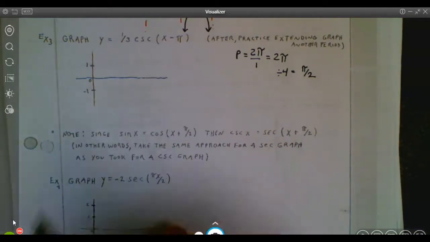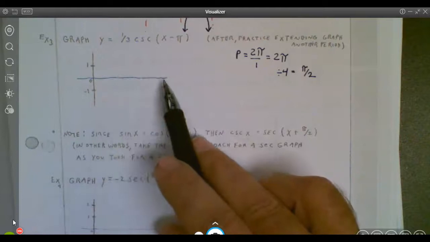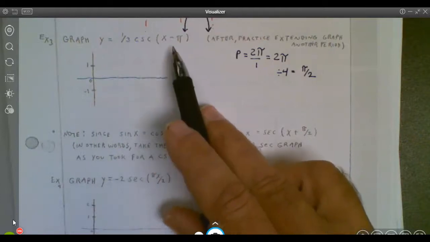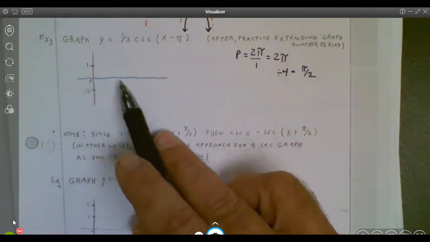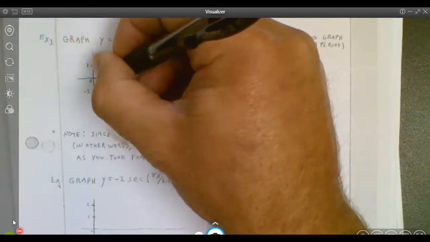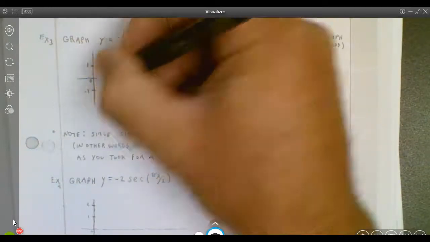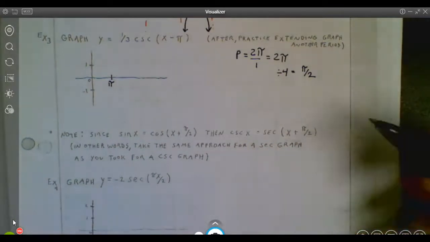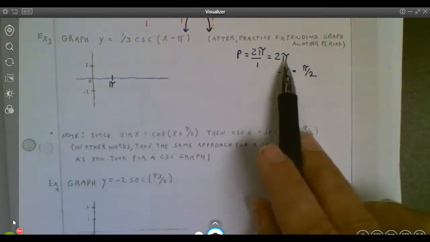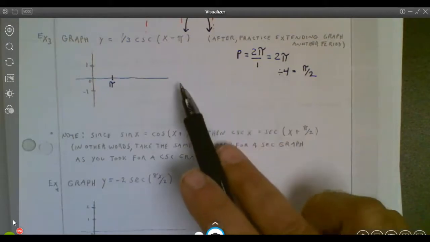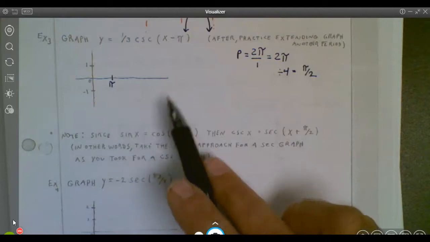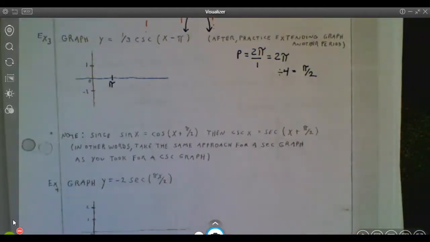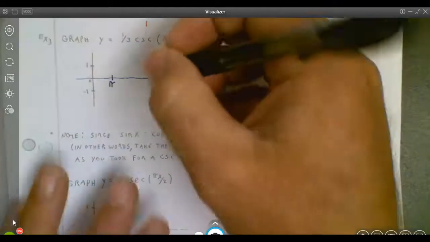In the parent function, it would start at 0 and end at 2 pi. But this guy has been shifted to the right pi units, right? So instead of starting at 0, it would now start at pi. So a couple things to consider here. If I'm starting at pi and the period is 2 pi, where will I end? Well, I'm going to end at 3 pi, right? Because from pi to 3 pi is 2 pi units total for one full period. So I'm going to end at 3 pi.